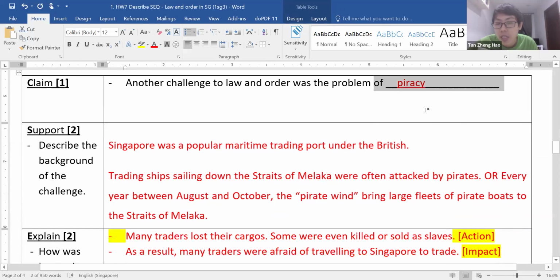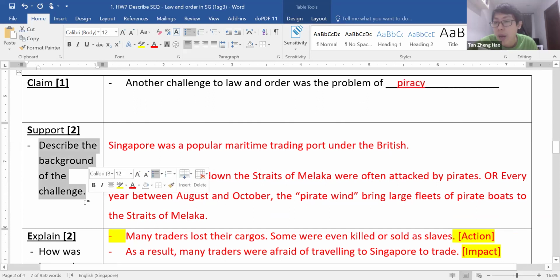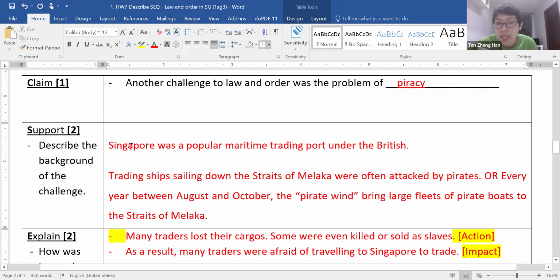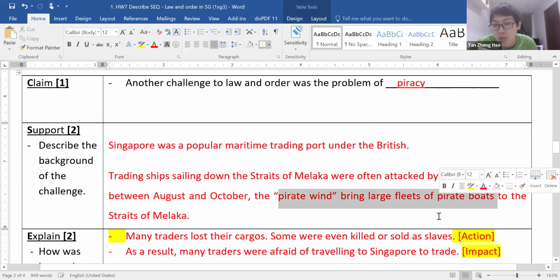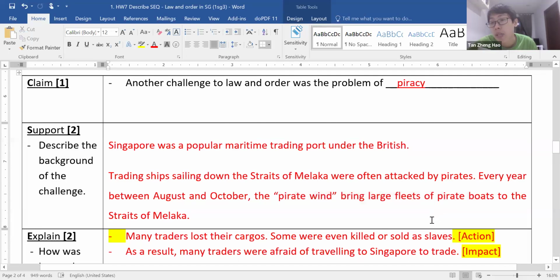Now, after we come out with the law and order problem, we need to describe, we need to tell me more. What is piracy? Why was there piracy? So I can say that Singapore is a popular maritime trading port under the British. What is piracy? Trading ships sailing down the straits were often attacked by pirates. Every year between August and October, the pirate ring brings large fleets of pirate boats to the Straits of Malacca. So I describe a little bit more what the piracy is about. All right. Feel free to pause the video to take down. All right. I'll just continue.